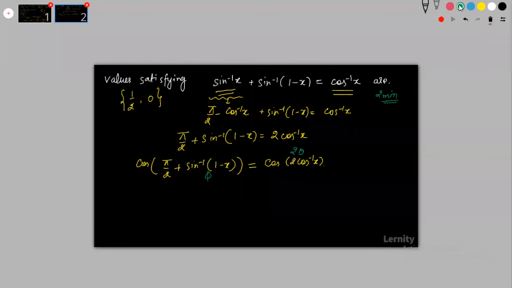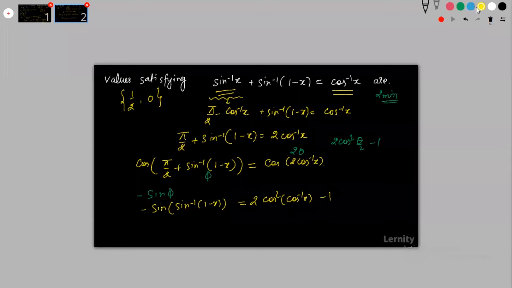Okay, so cos of pi by 2 plus phi is minus sine phi, and cos of 2 theta I can write as 2 cos square theta by 2 minus 1. Okay, so let's see what we will get. This is minus sine of phi, which is sine inverse of 1 minus x, is equal to cos of 2 theta, which is 2 into cos square theta by 2 minus 1. Theta is what? Cos inverse x. So cos inverse x by 2, squared, minus 1.